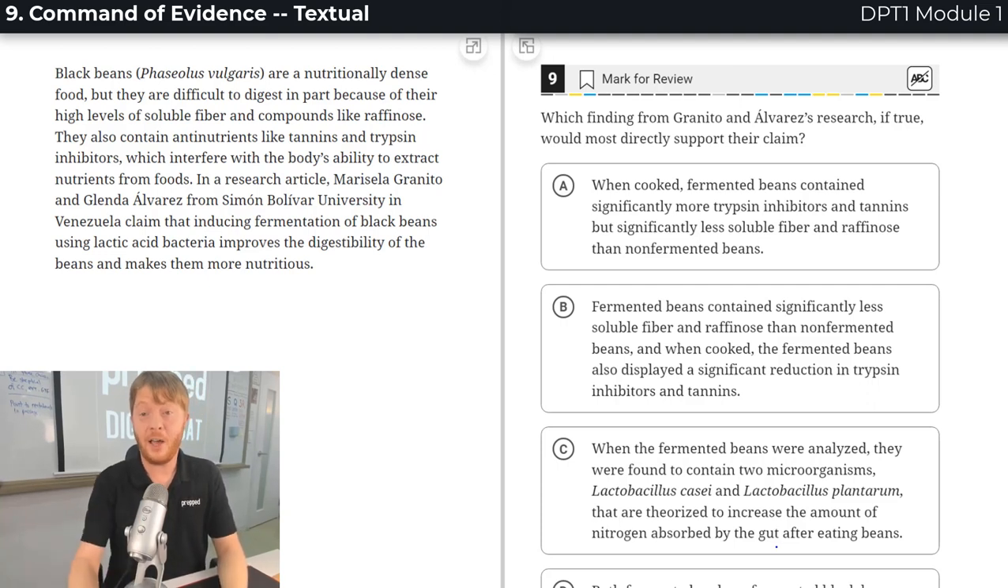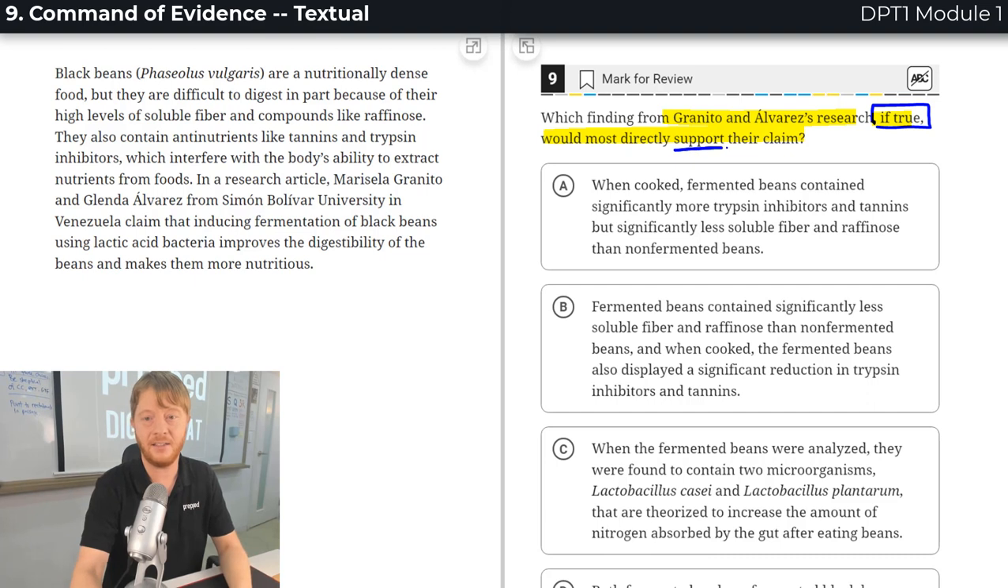All right, number 9. This is a command of evidence, the textual version. So that basically means you need to find evidence to support a specific claim or hypothesis that's mentioned in the text. Text evidence question, we'll call it. They always have the words "if true" if it's the scientific kind of evidence question. There's also a literary kind. We can talk about those in another video where I will explain the different question types. But for now, if true, which finding from these people's research would support their claim?